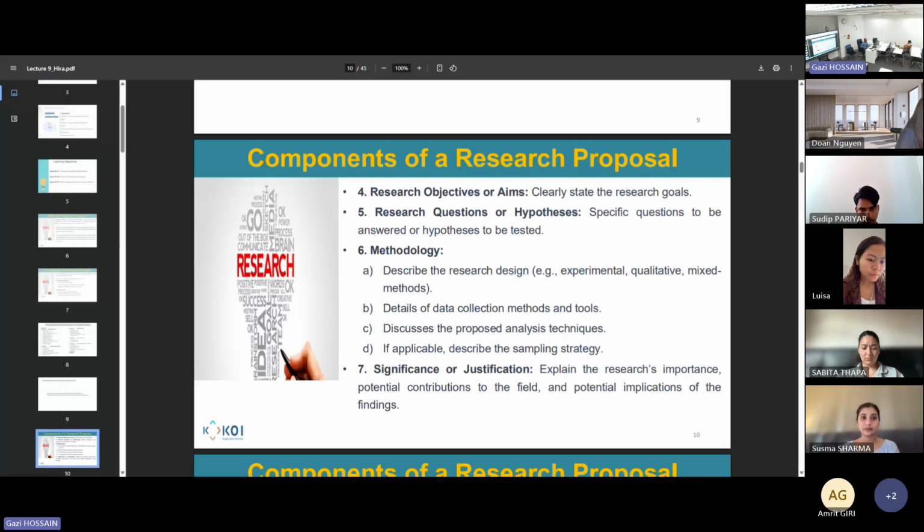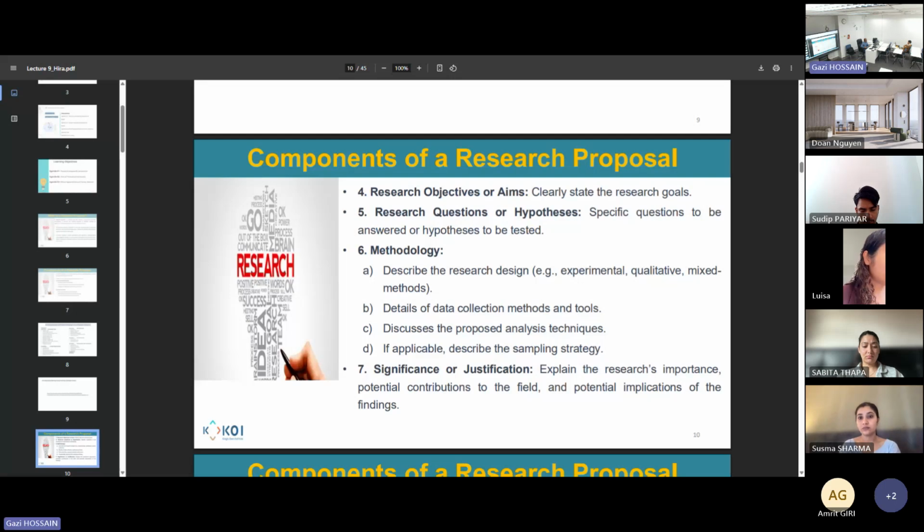Now, the aim. What is the aim of the research? We need to write the aim of the research. We will be writing that in one sentence or 2 sentences.